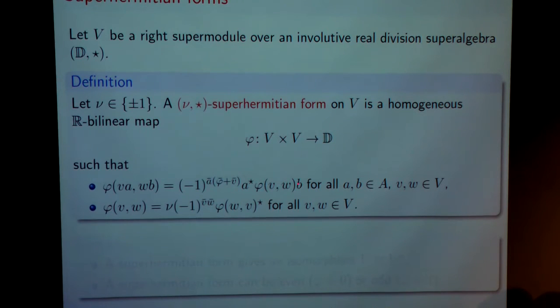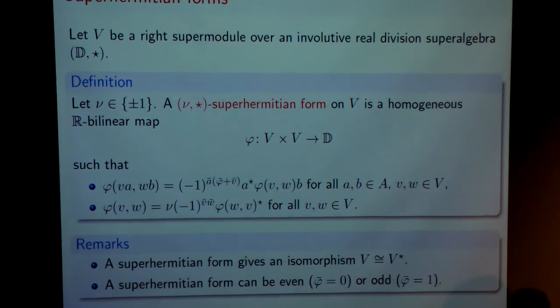And such that, well, if you pull out scalars from the right, they just pull out for free. If you pull them out from the left, you apply this anti-involution up to the usual sign, because a is moved past the b and the phi, which could be odd, since the bilinear form could be odd. And then the nu comes in as I said: when nu is 1, then we have the condition that this is supersymmetric. If nu is -1, it's anti-supersymmetric or skew supersymmetric. The reason super Hermitian forms are important for us is that they give an isomorphism between V and V dual.